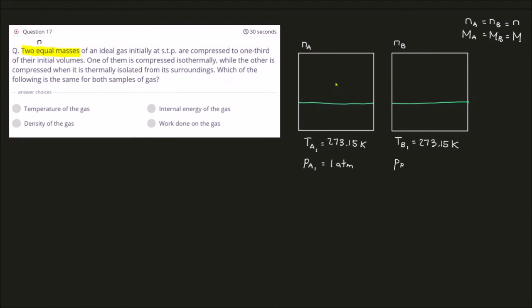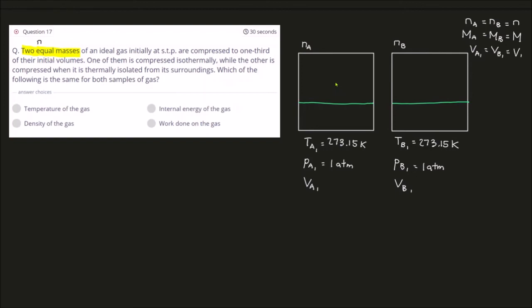Pressure of system B initial is 1 atm as well. And after being compressed, they are having the same final volume. So I can say VA1, this is VA2, then VB1, sorry. There's too many subscripts here. This is VB1, and we can say they start out the same. So VA1 equals VB1 equals V1.